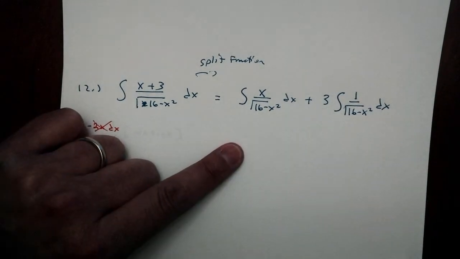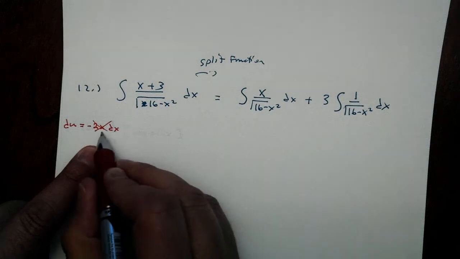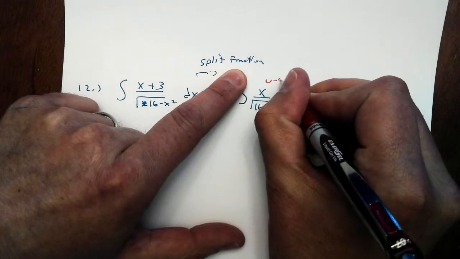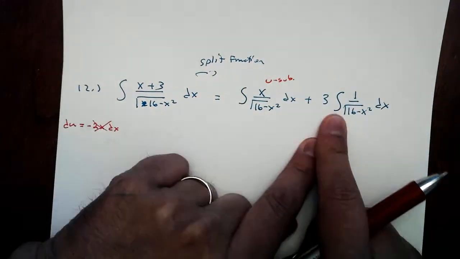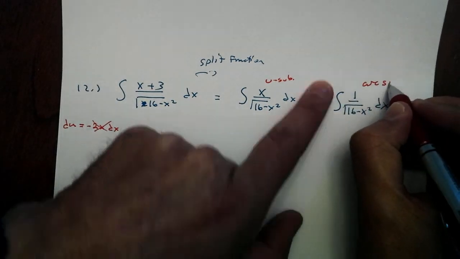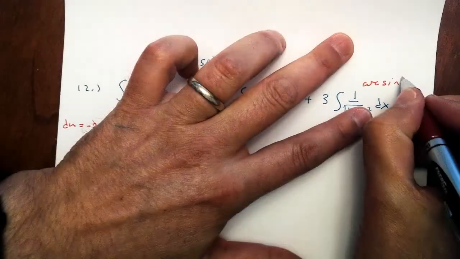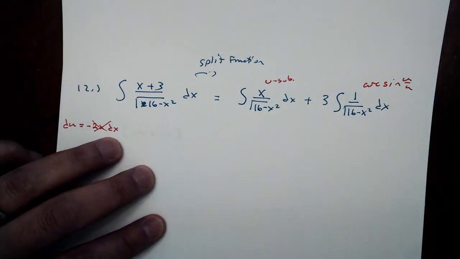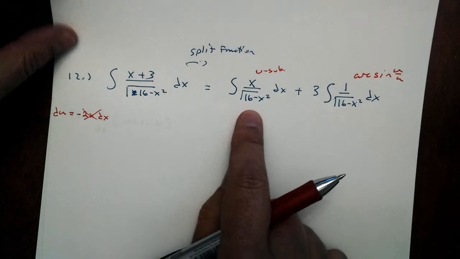Now for the first integral, this is our u substitution. So that was that 2x, it'll cancel. So that's my u substitution. Now I still have this extra integral over here, but again, if you notice, this is my arc sine function. Arc sine u over a. So let's deal with the u substitution first.